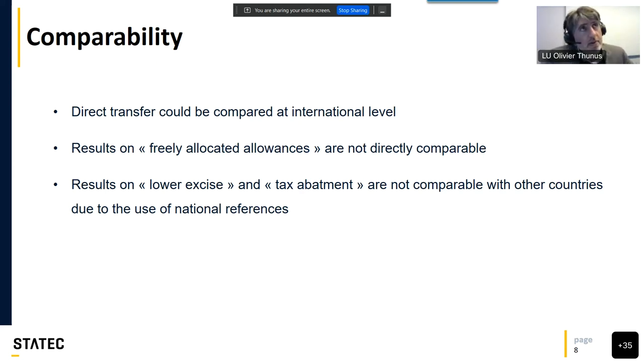What perhaps we could compare is not the total amount, but perhaps the size of the reduction between the normal value and the applied value, the lower excise, for example. This is perhaps something that we need to test at international level.